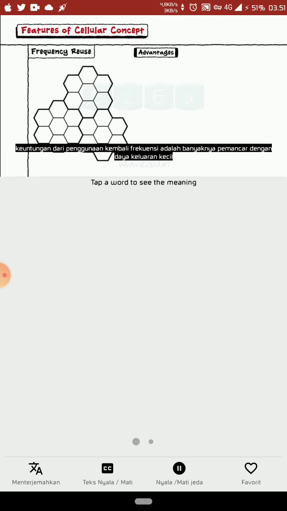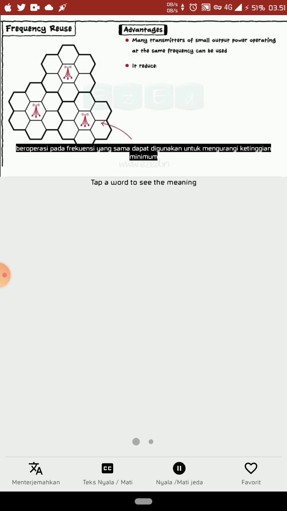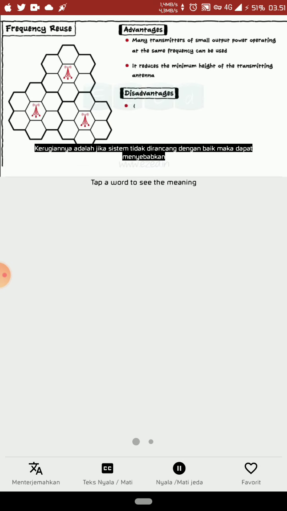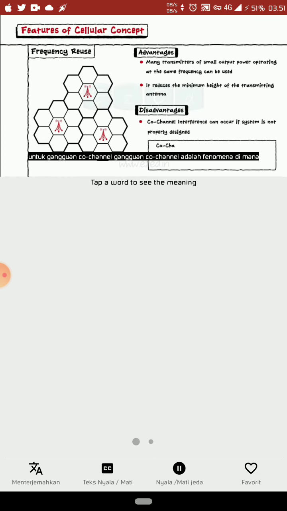The advantages of frequency reuse are many transmitters of small output power operating at the same frequency can be used. It reduces the minimum height of the transmitting antenna as each antenna has to cover a small distance. But the disadvantage is that if the system is not properly designed, then it may lead to co-channel interference. Co-channel interference is a phenomenon in which two frequency signals of adjacent channels interfere with each other.